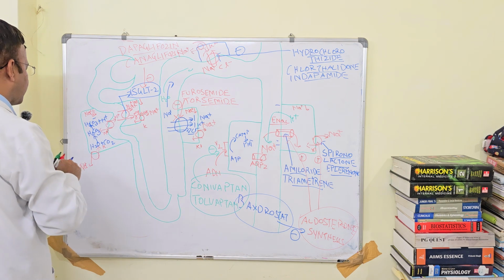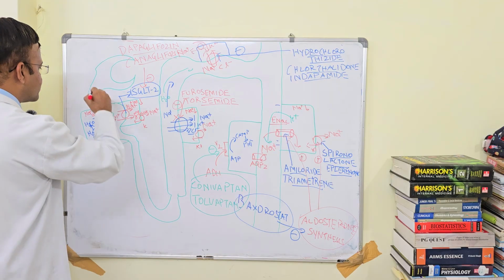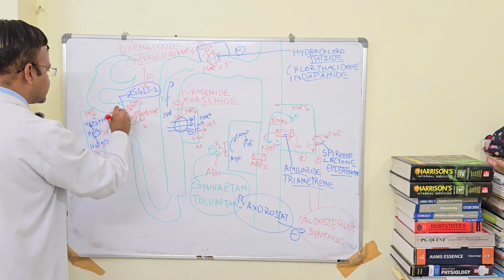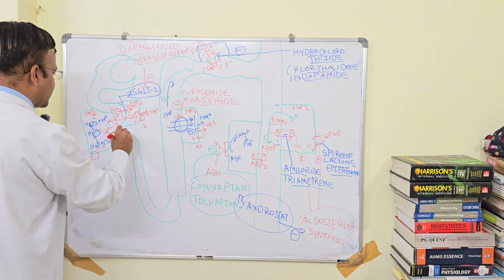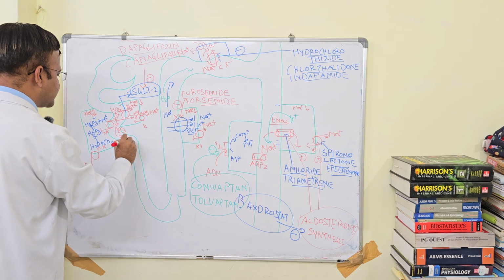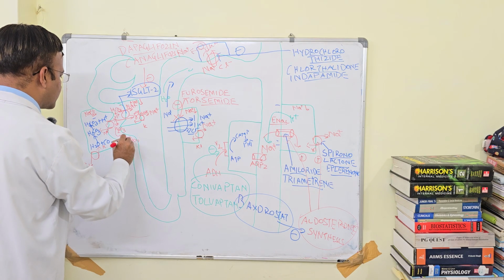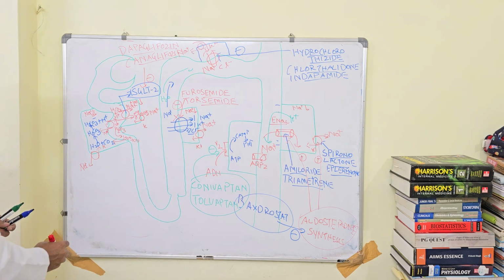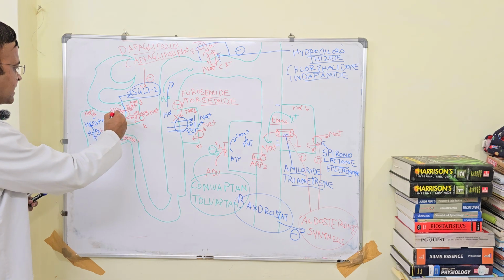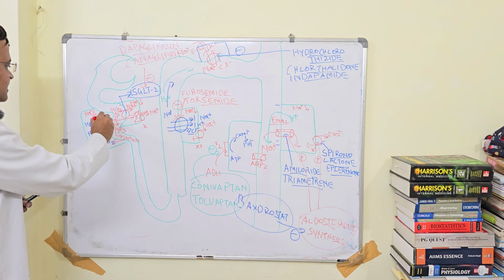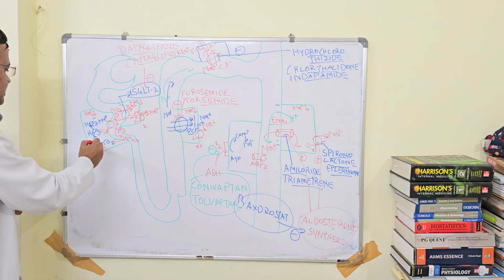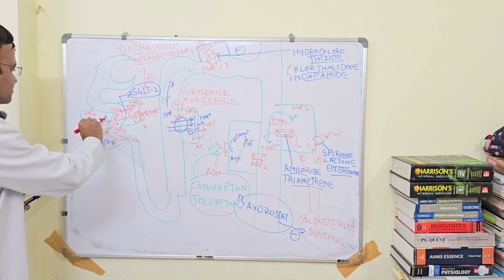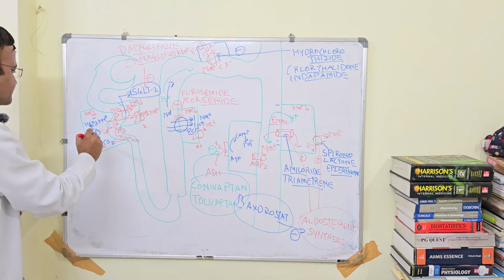And this H plus will combine with the bicarbonate coming through the filtrate, forming H2CO3, right? H2CO3 will further break into H2O and CO2, which will be reabsorbed, right? So this bicarbonate is being reabsorbed through this whole cycle. Now this H2O plus CO2 is combining to form H2CO3 and H plus is going outside, right?